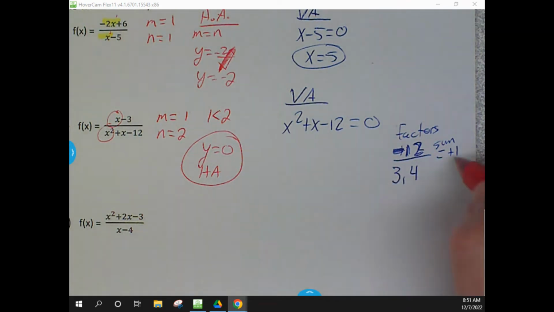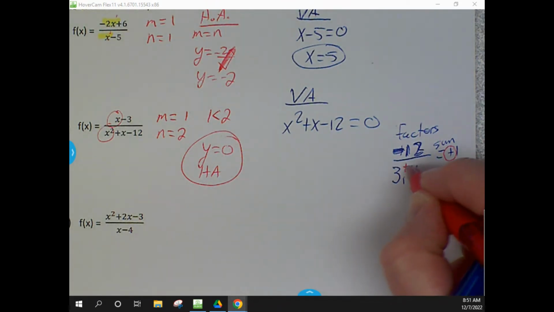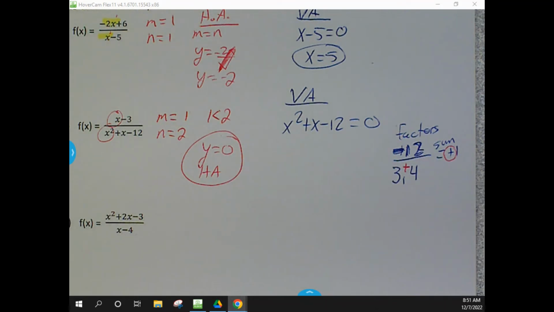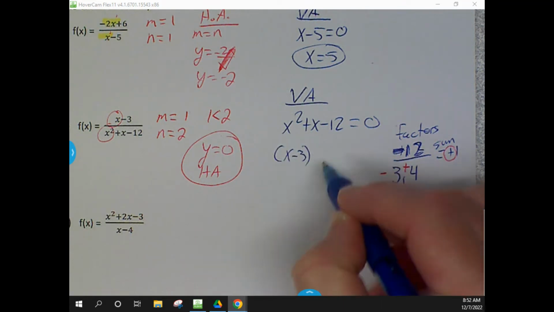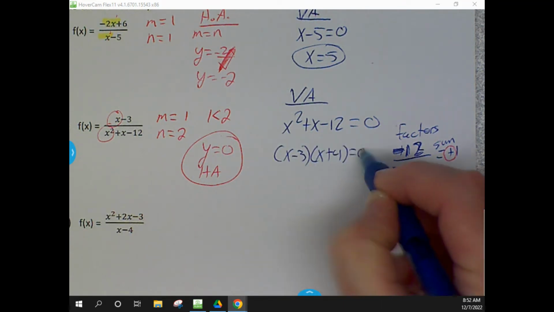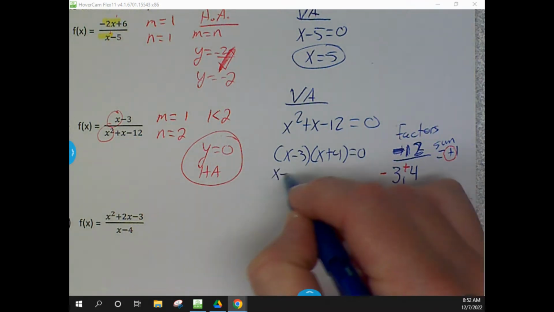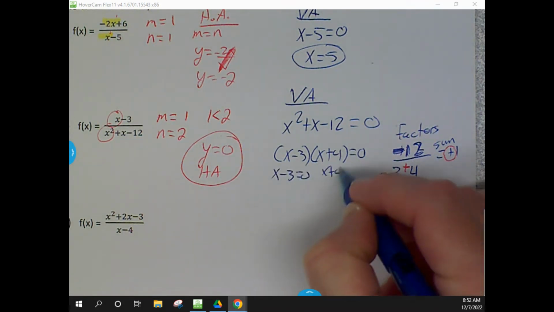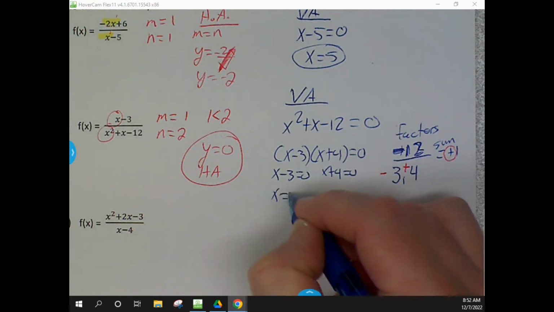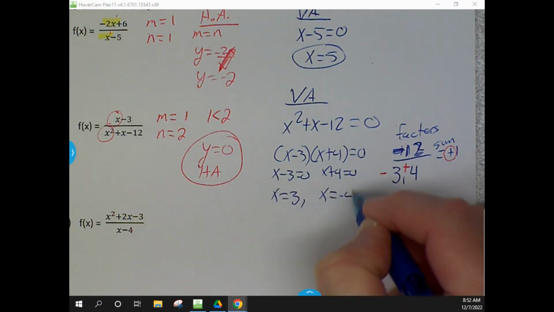Because the b term is positive, that sign always goes with the bigger number. And to find the sign of the other number, you just divide these two numbers. It's negative 12 divided by positive 4. That means the 3 is going to be a negative. So that leaves us with x minus 3 and x plus 4. Setting both of those equal to 0, which is really not hard at all, that's x equals 3 and x equals negative 4.